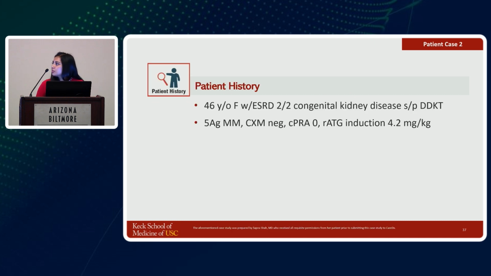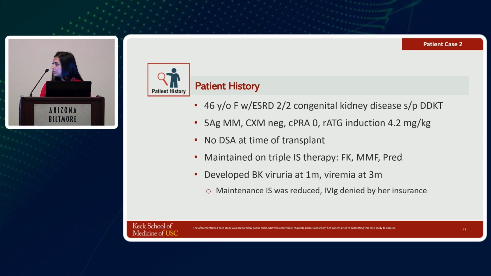Another patient. So this one is a 46-year-old female who had ESRD, secondary to congenital kidney disease. She received a deceased donor kidney transplant. She was a 5-antigen mismatch to this donor, cross-match negative, CPRA 0, received thymoglobulin for induction. She also had no DSA at the time of transplant, was maintained on triple immunosuppressive therapy, but unfortunately she developed BK viruria within 1 month post-transplant, BK viremia within 3 months post-transplant, right? Something that we see commonly amongst our patients. So as a result of the BK viruria and then viremia, her maintenance immunosuppression was reduced, and unfortunately for her, we were having trouble getting approval for IVIG as well.